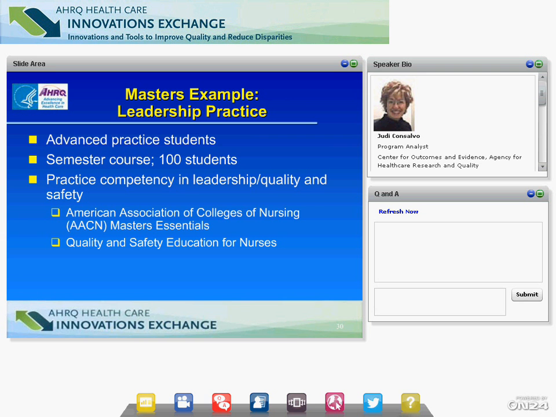This assignment does it. I found that if I was constantly lecturing or bringing lectures in, students would zone out. They weren't particularly interested. So this form of active learning has been extremely engaging, and the students have really loved it, and so have other faculty. The assignment gives people practice and competencies in both leadership and quality and safety, and we need those to meet our obligations as an accredited school, meeting the master's essentials, as well as the QSEN competencies for nurses. Next slide, please.